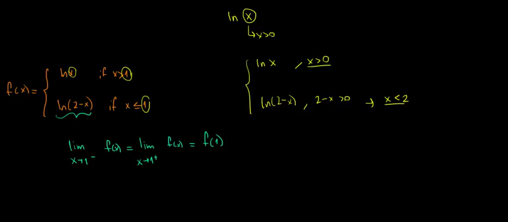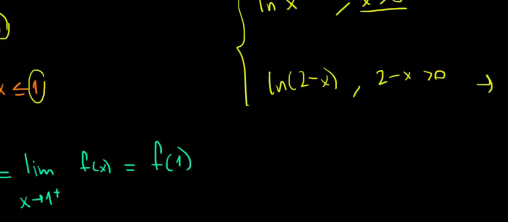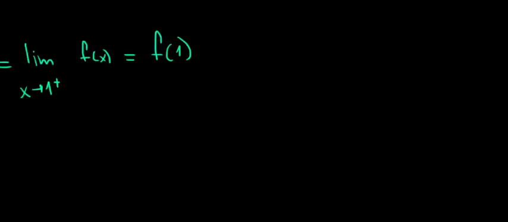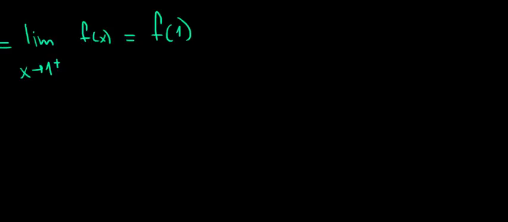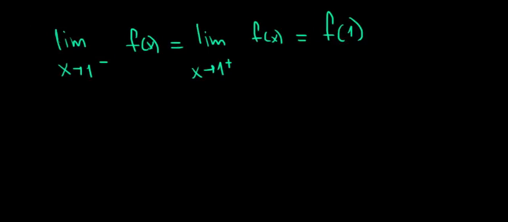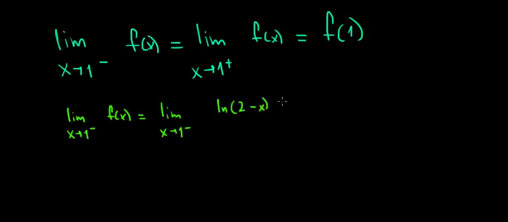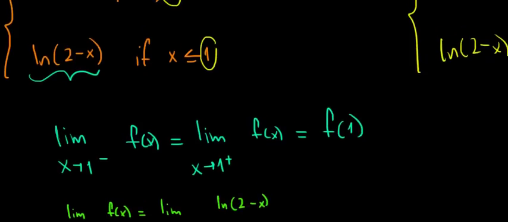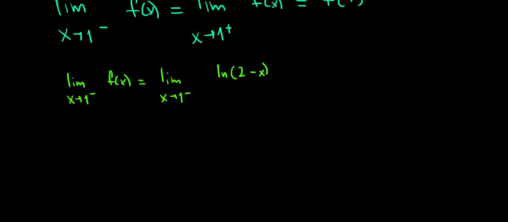And let's zoom in on this a bit. Okay, so let's do it over here. The limit as x approaches 1 from the negative side is going to be equal to the limit as x approaches 1 from the negative side of ln of 2 minus x, because that's what we said. The function has the shape of ln of 2 minus x. Well, what is ln of 2 minus 1? We substitute 1 into x. That's just ln of 1, and that's equal to 0.